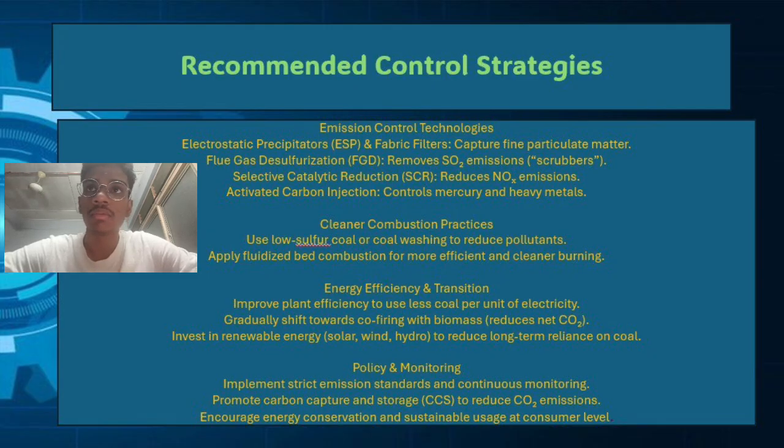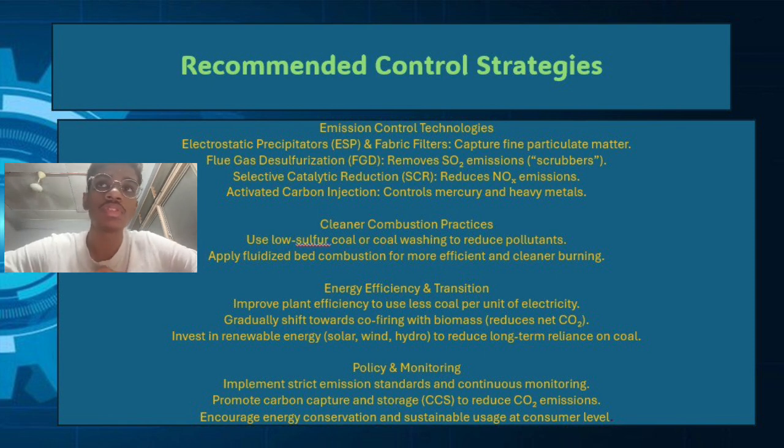And secondly, we are going to see about the cleaner combustion practices. This strategy uses lower sulfur coal or coal washing to reduce pollutants, and also applies fluidized bed combustion for more efficient and cleaner burning.